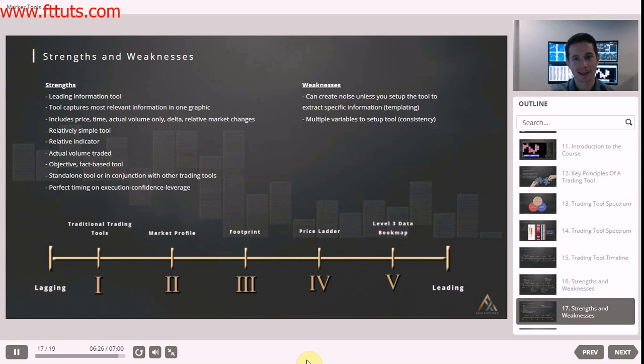Now, again, I'm going to reiterate this one last time. It's not a case that the footprint is significantly better. For me, it is a brilliant standalone tool, but it's an amazing, great tool when combined with the price ladder, as well as some of the lagging tools like the market profile and candlesticks.